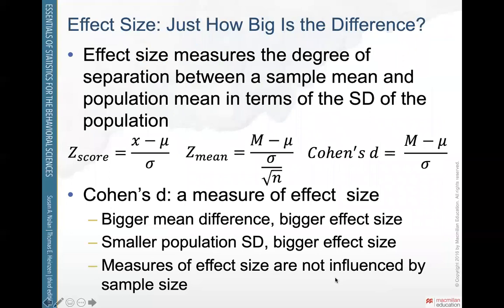Measures of effect size are not influenced by sample size, but z-mean is influenced by sample size. The reason z-mean is influenced by sample size is because it contains the square root of n right here as part of the standard error. As this thing gets bigger, the standard error gets smaller, which causes the overall z ratio to get bigger.